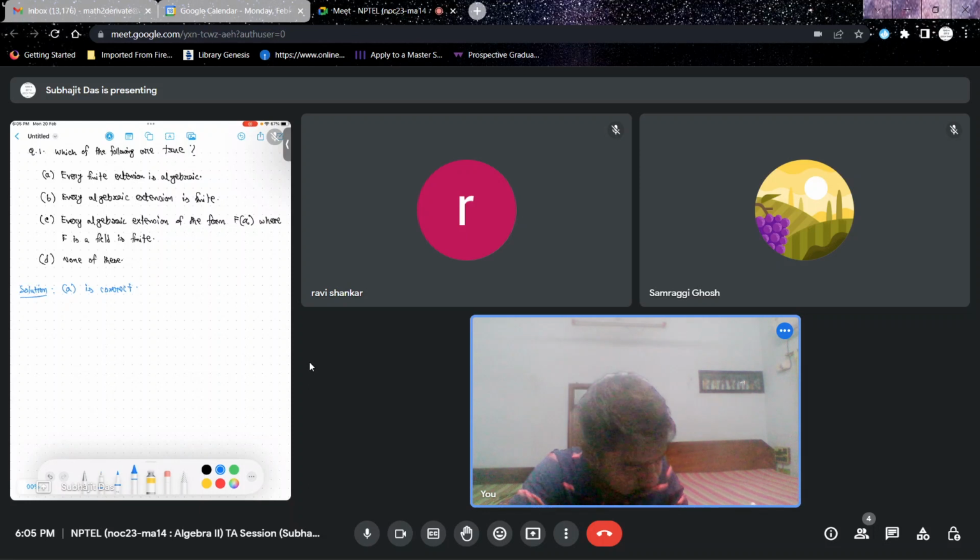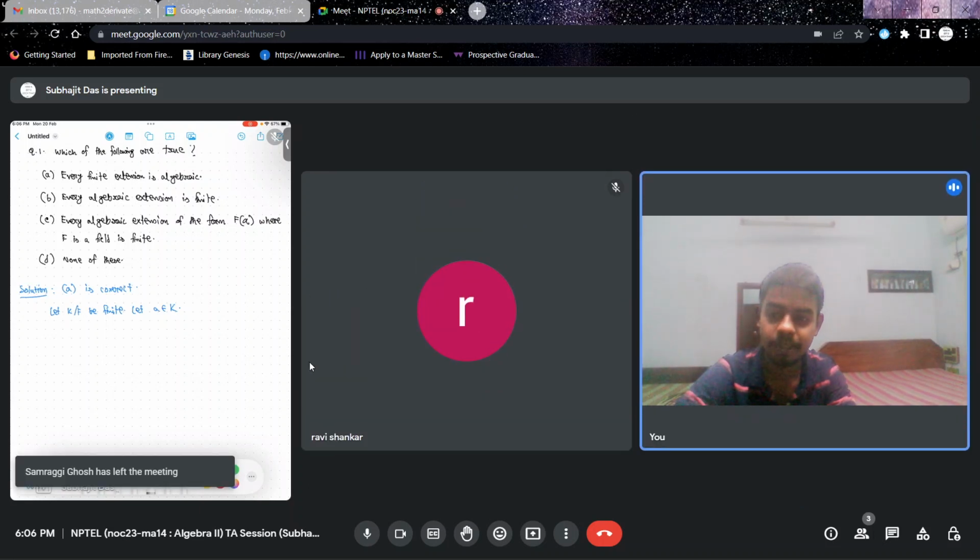So let K over F be finite, that is, a finite extension. Then let a be in K. You want to show that K is algebraic over F, which means that you want to show that every element of K is algebraic over F, which in other words means that every element of K satisfies some non-zero polynomial over F, right? That's the definition of an algebraic extension, or of something being algebraic over a field. Isn't it, Ravi?